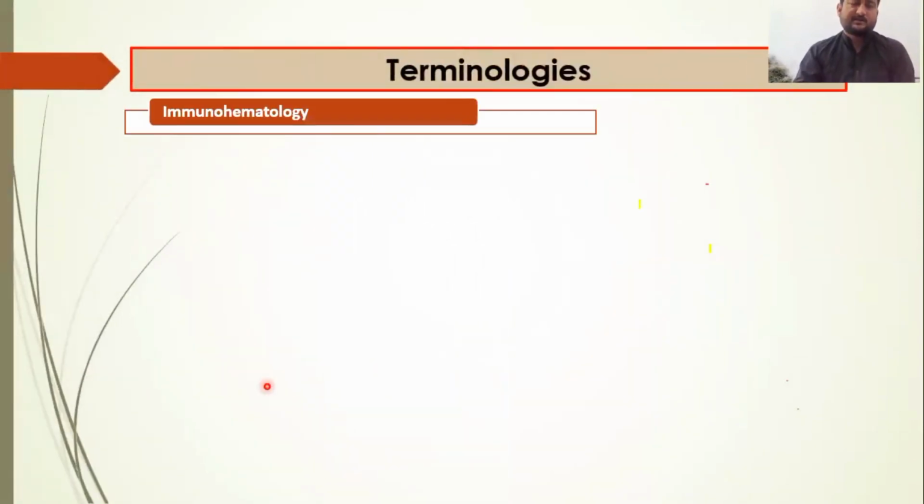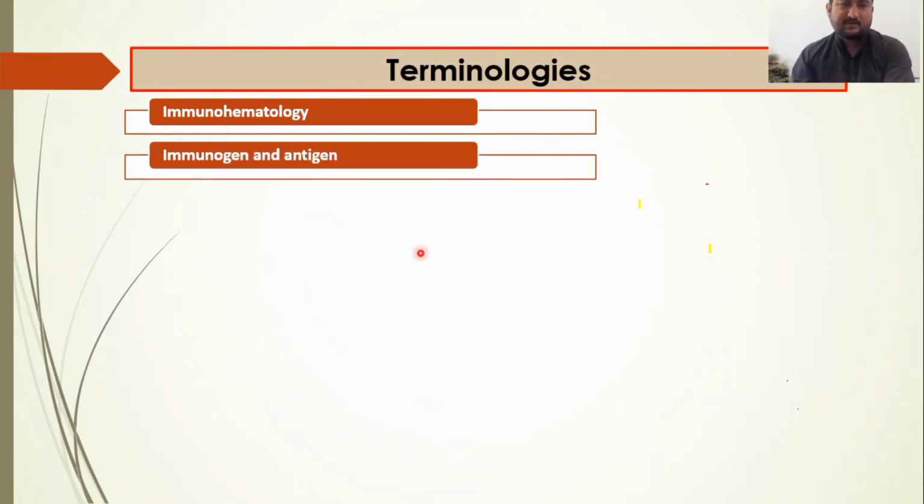In terminologies, the first one is immunohematology. What is immunohematology? That is very important. The science of immunohematology deals with the basic principles of antigen and antibody structures, genetics, biochemistry, its mode of action, and its role in hematology. That is called immunohematology.